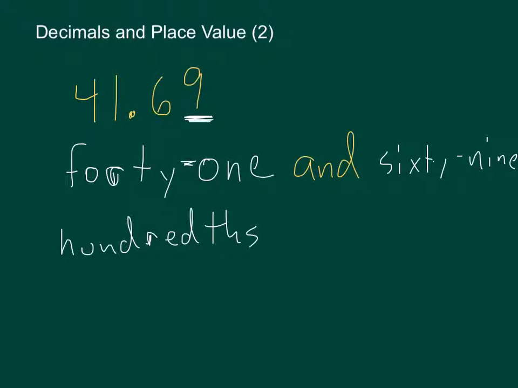The rule of thumb is you say the number and then whatever the last digit, whichever place value that is. So if it's in the tenths, you would say tenths. If it's in the hundredths, you would say hundredths. If there was another number after the 9, you would say whatever that number is, and then you say thousandths. So whatever digit is farthest to the right of the decimal, you use that place value when you write out the number. So in this case it's 69 hundredths because the 9 is in the hundredths place.